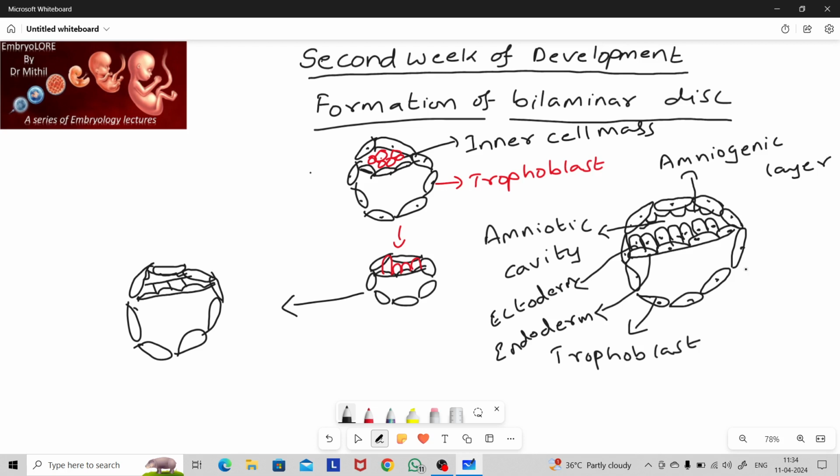So ectoderm is the second germ layer and endoderm is the first one. And now what happens is that deep to this cavity, it will also be lined by flattened cells like this. Okay, so now what happens is that a new cavity called the primary yolk sac is formed. This is the primary yolk sac.